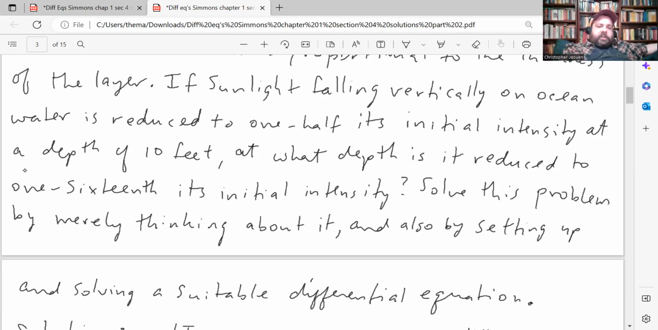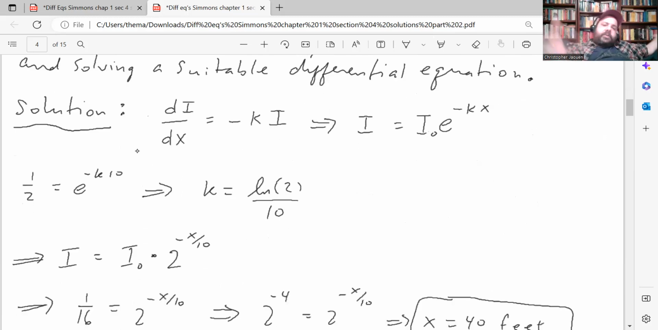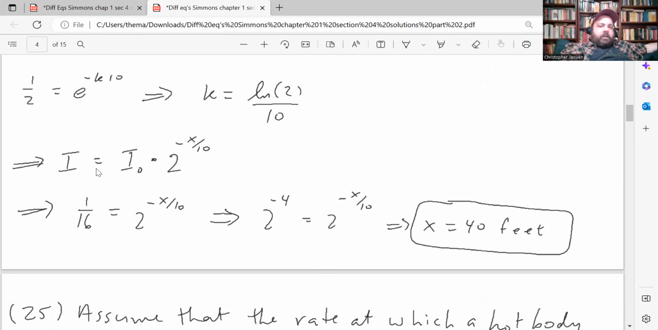But we can also solve it using differential equations. So here I called I the intensity of the light. So dI/dx is negative kI. Solve that differential equation, and we get this exponential model here, and we can use that quote unquote half-life. It's not a time, it's a half distance. I don't know what to call it, but plugging that in, you get k equal to ln 2 over 10, which gives us I equals I0 times 2 to the negative x over 10 when you substitute in the value of k, just in case it's not clear.